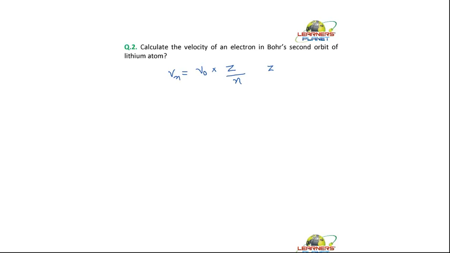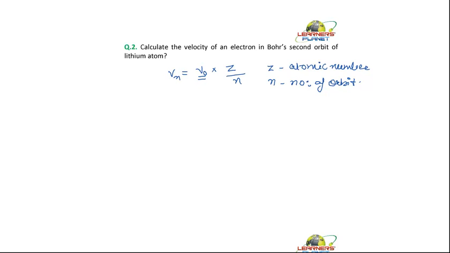What is Z over here? Z is the atomic number, and what is n? n is the number of the orbit. But we don't know the value of V0. So what we need to do here is start from the beginning.